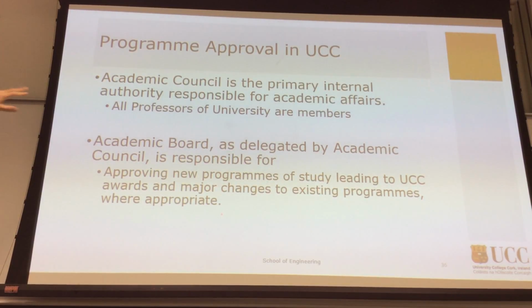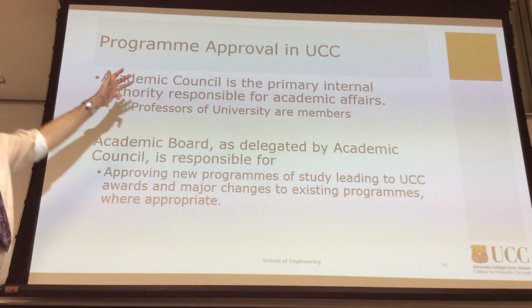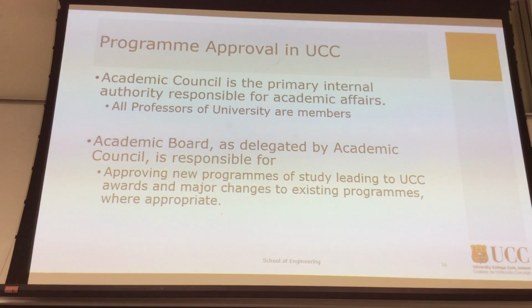Academic Council consists of all the professors in the university, and the Academic Council is the primary body with regard to academic affairs in the university. And the person who runs Academic Council is the Deputy President and Registrar, and the Registrar is the primary academic in the university. So you have the President, who's basically responsible for the money, and you have the Registrar, who is responsible for the academic affairs of the university.